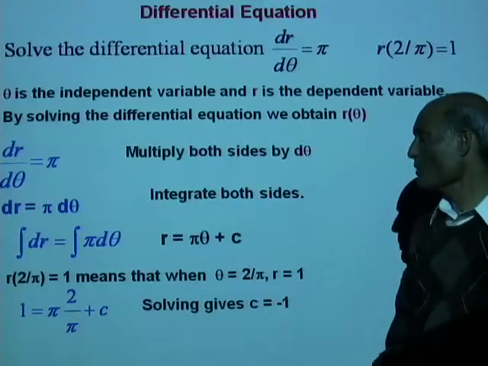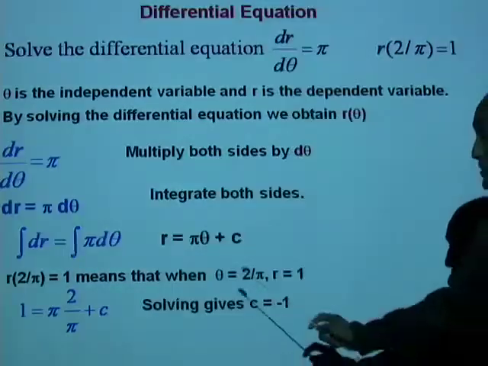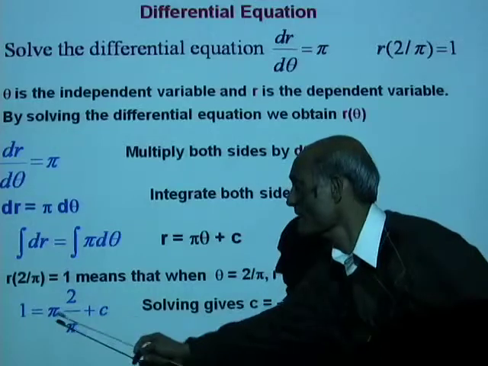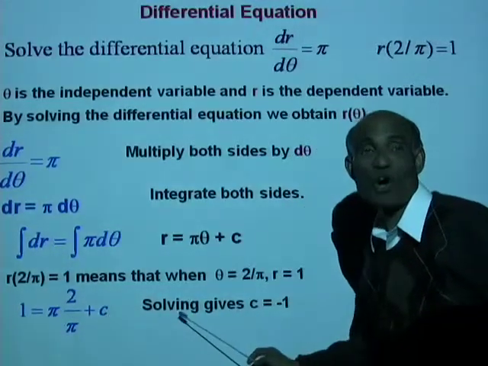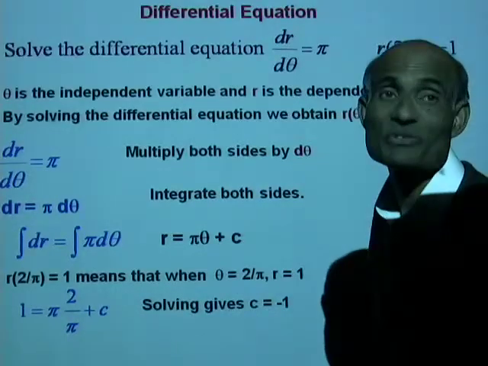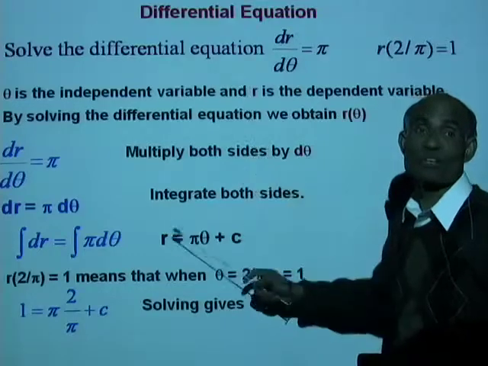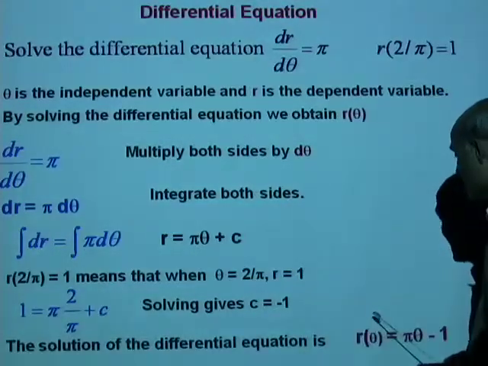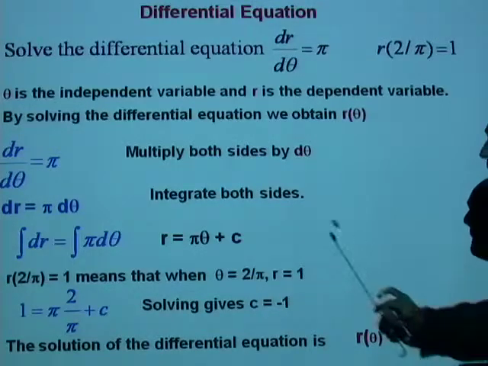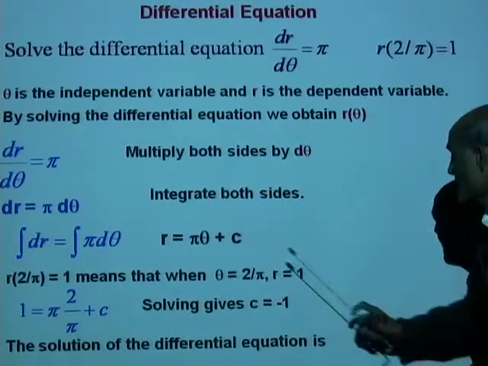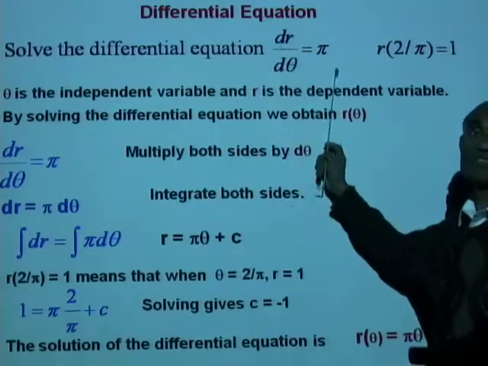Is it -1 or 1? What do you think? So when pi and pi cancel, we get 1 equals 2 plus c, and you solve it, you get c equals -1. And therefore, what is the solution of this equation? The solution is r of theta, r as a function of theta, is pi theta plus c, where c is -1. So this is the solution of this differential equation.